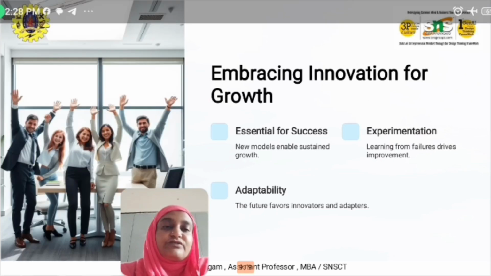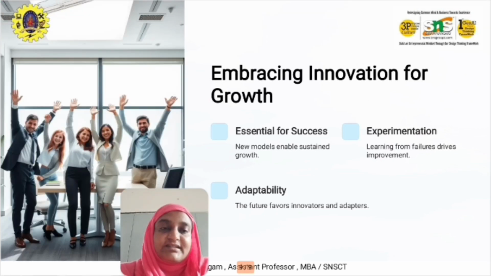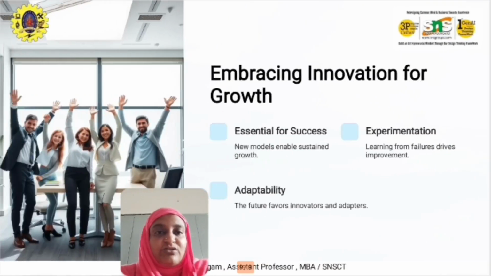So embracing innovations for growth is essential for success, where we talk about new models enabling sustained growth. You have to sustain. When you start initially, there could be many hurdles as we discussed, so you have to overcome all those things. Experimentation is learning from failures. There could be many failures. For example, you can take the Apple organization. After such long failures, they have brought the organization to such a big position. And adaptability is that whatever is the trend in the market, whatever is new, you have to adapt and bring that change into your organization.